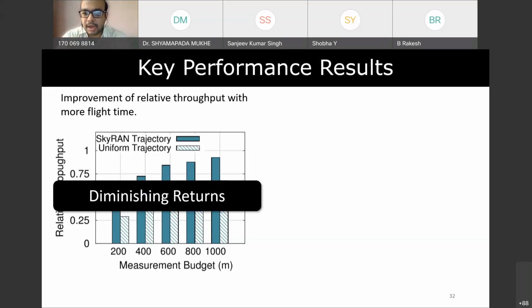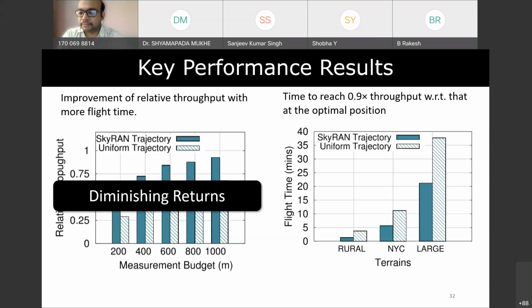Okay, and the other thing is that even for large areas, it can very quickly go to the optimal. It can go to 90% of optimal throughput in very little time, right? Whereas the uniform trajectory might take a huge amount of time. So in case of terrain like New York City, where there are lots of buildings and so on, the terrain is very complex.